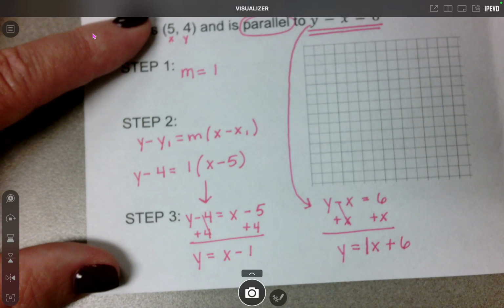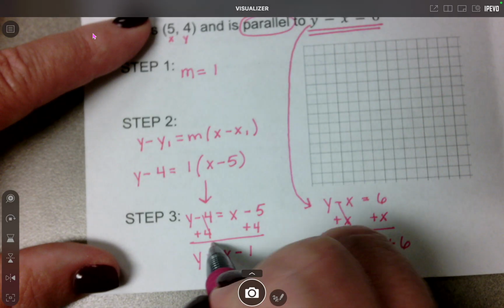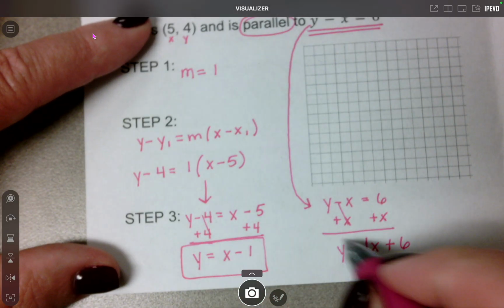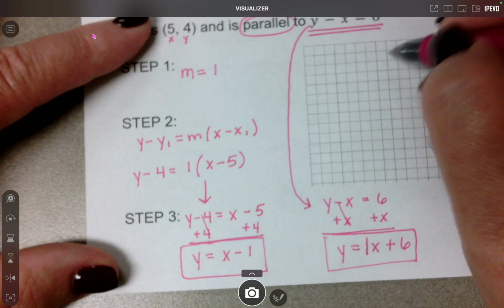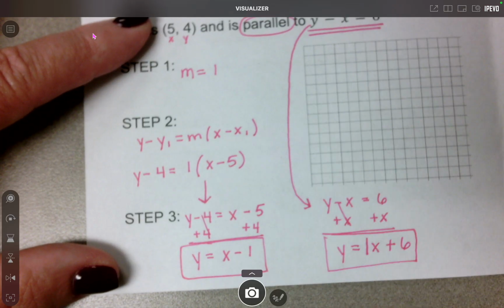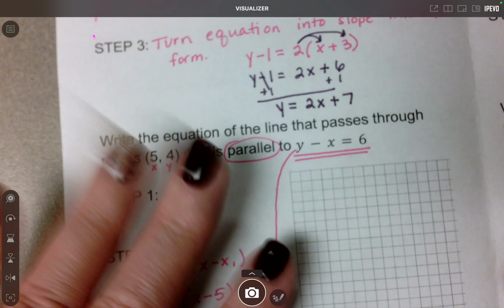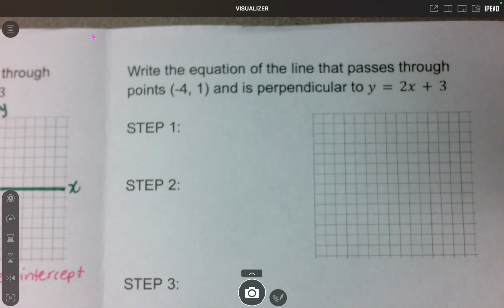So the two equations that you're going to be graphing are here and actually here. And they will be parallel when you create your xy coordinate on this graph. Let's look at that third example now. We're going to switch to perpendicular.